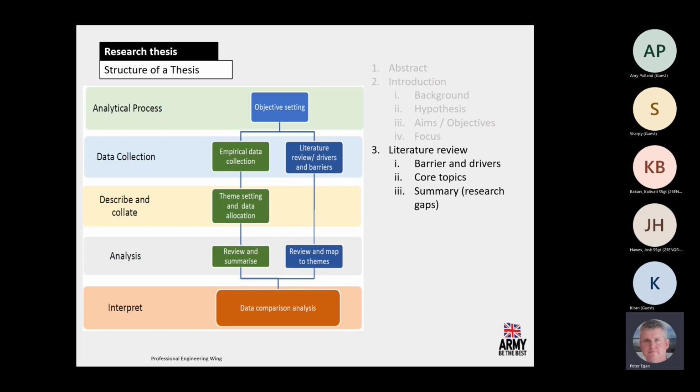You're then going to do a literature review. The next chapter is going to be your literature review, and you're going to look at both the barriers and drivers to your subject, to your question. You're going to go through the core topics, and then at the bottom, you're going to summarize it all and identify a research gap. At no point in any literature review are you going to analyze anything. You're just going to state what research you found and what that research says. You are not analyzing anything in your literature review.